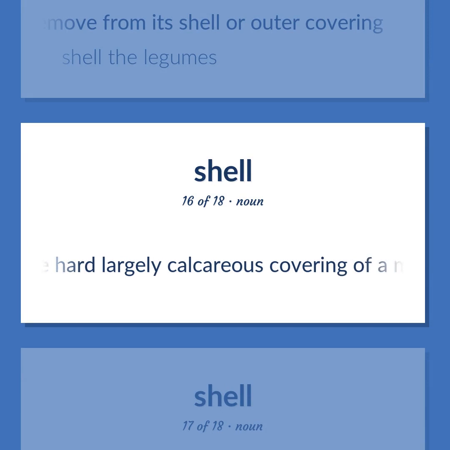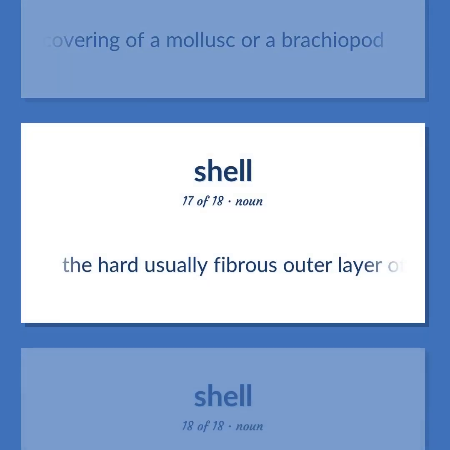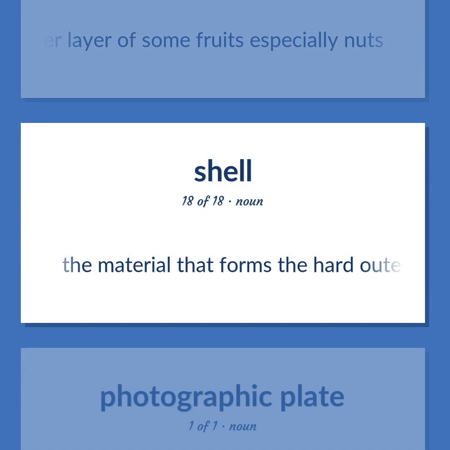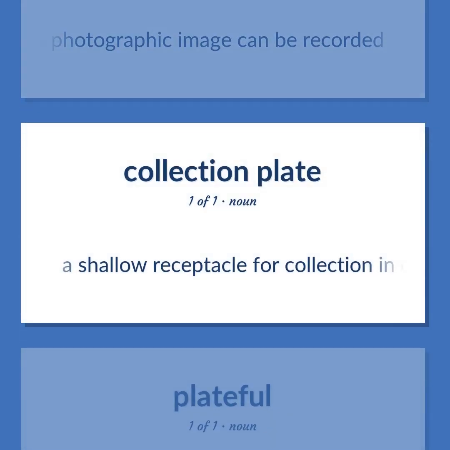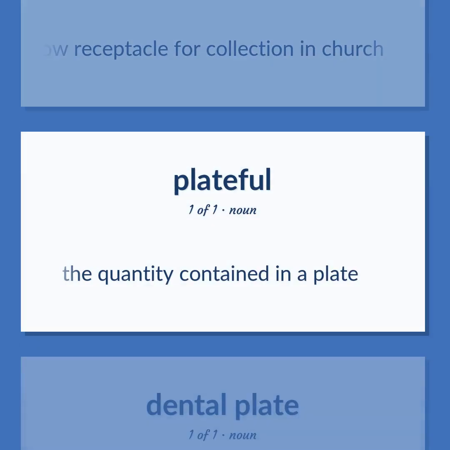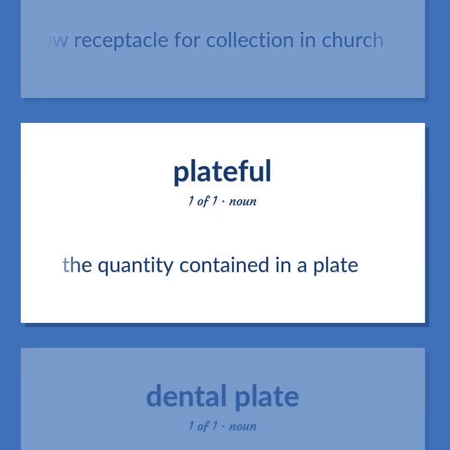The hard, largely calcareous covering of a mollusk or a brachiopod. The hard, usually fibrous outer layer of some fruits, especially nuts. The material that forms the hard outer covering of many animals. A flat sheet of metal or glass on which a photographic image can be recorded. A shallow receptacle for collection in church. The quantity contained in a plate.